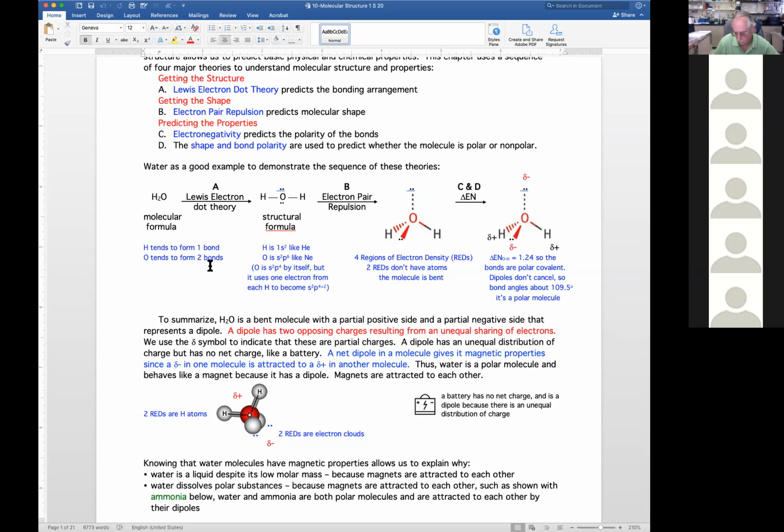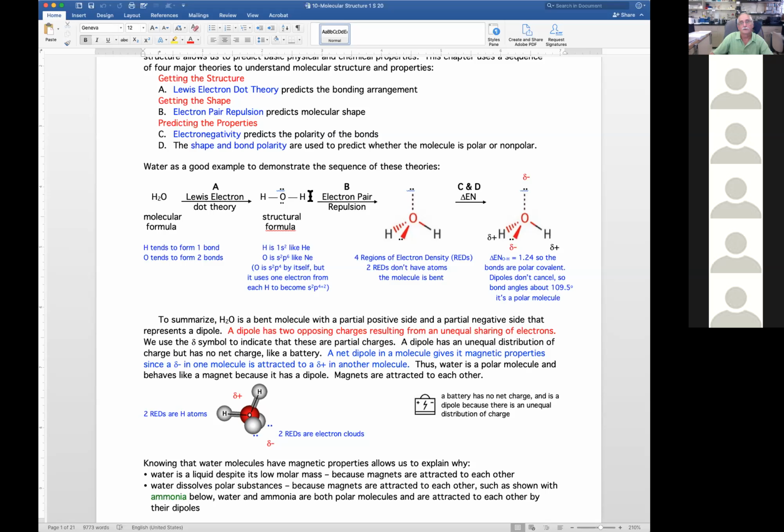Oxygen, on the other hand, is a nonmetal. It's right here. It wants to gain 2 more electrons to become like a noble gas. So it wants to form 2 bonds. So I would predict that oxygen will be the central atom for 2 reasons. One is the least abundant, and two is the one that forms the most number of bonds. So when I put oxygen in the middle, I put 2 hydrogens around it in a symmetrical way.